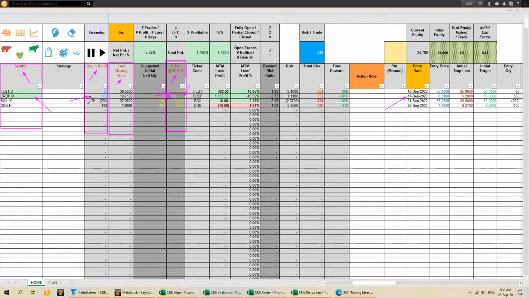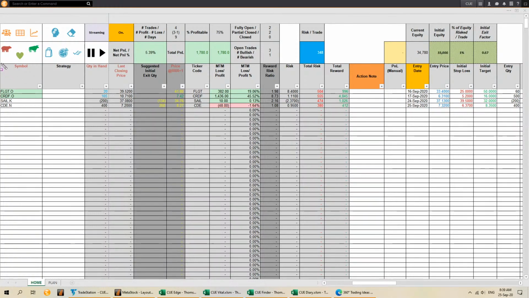The quantity in hand also changes color. When a partial position is closed, you have booked partial profit, and you can see it changes color to blue. So these are the two stocks, FLGT and CRDF, where I have booked partial profit. FLGT is another trade that I shared in the forum. Both of them I have booked some profit. So this column also changes color when something actionable or important is to be told.